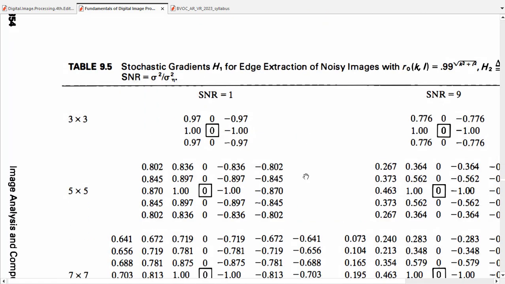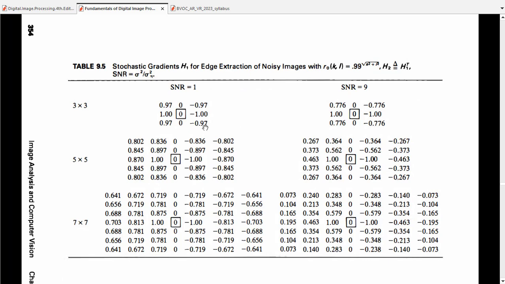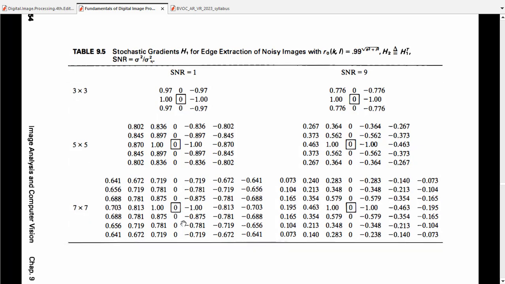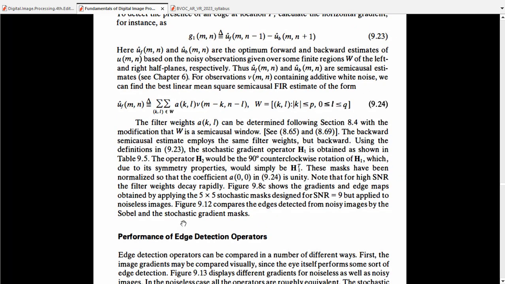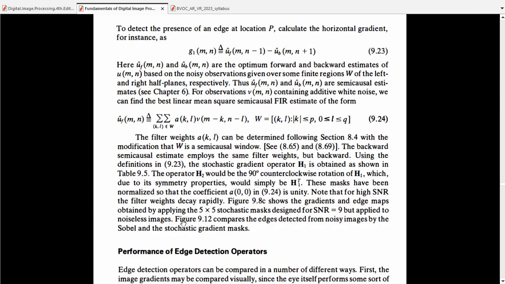This is a stochastic gradient from h1 for edge extractions of this value. Like that, you will come to say the simplification about this, the type of SNR, signal noise ratio equal to 1, signal noise ratio equal to 9. It depends upon the sliding window 3 by 3, 5 by 5, and then 7 by 7. So in this performance, it depends upon this direction of this edge location P.